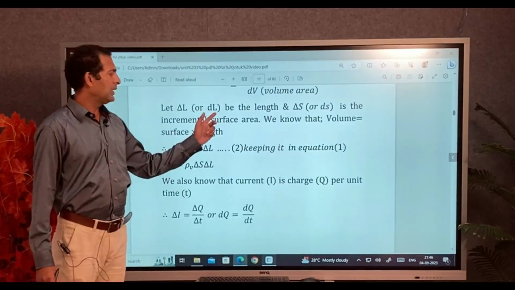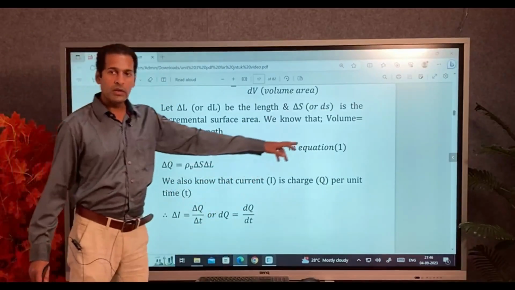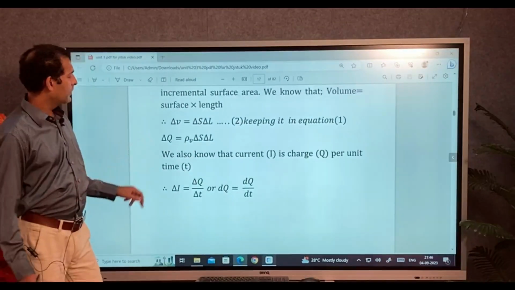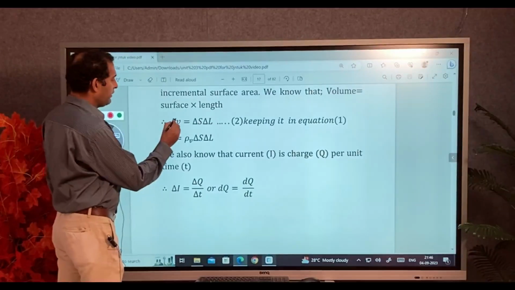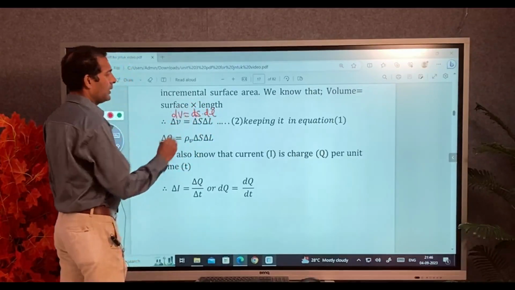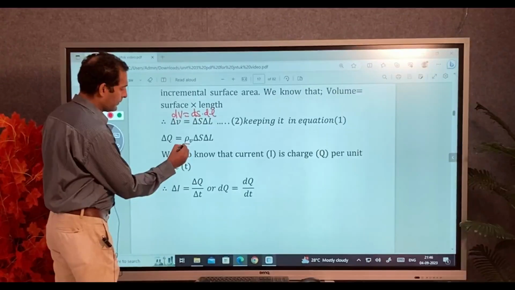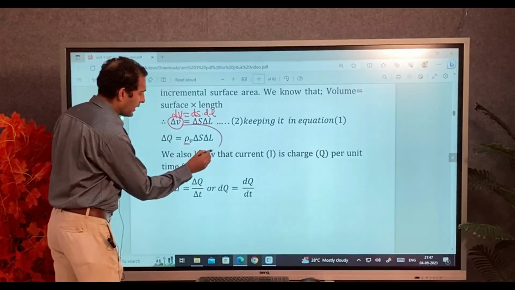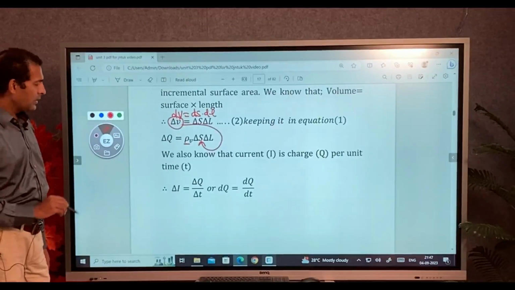Now these are our dl, our differential length, ds, our differential surface, and what is the volume? Volume is the product of surface and length. So volume we can write as ds dl. So dv will be equal to ds into dl. Now we will keep it in our equation where dq is equal to rho v dv. So in place of dv we can write ds dl, right? So we can write this.